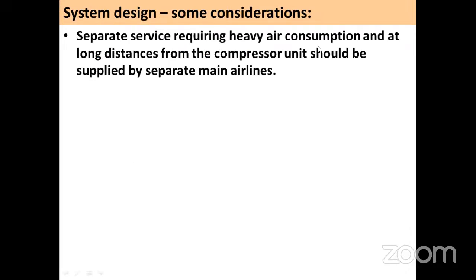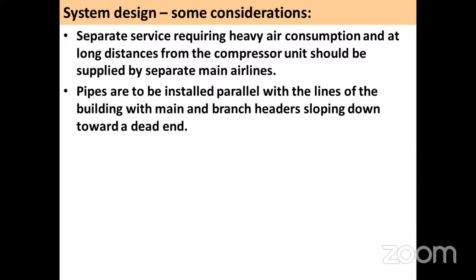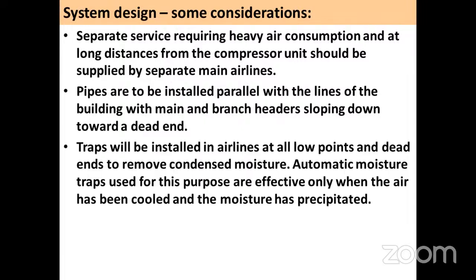Separate services requiring heavy air consumption at long distances from the compressor unit should be supplied by two separate main air lines. Pipes are to be installed parallel with the lines of the building, and branch headers sloping down towards a dead end. Traps will be installed in air lines at low points, automatic moisture traps.